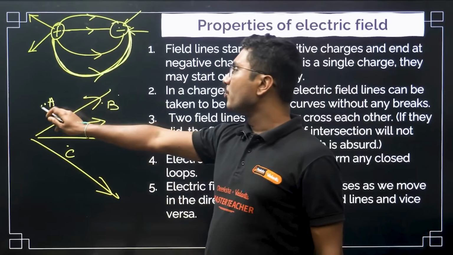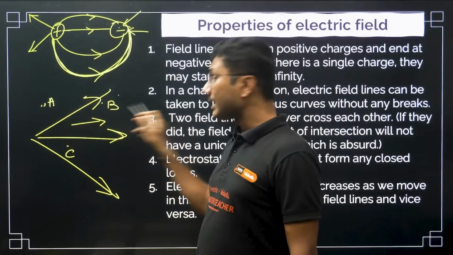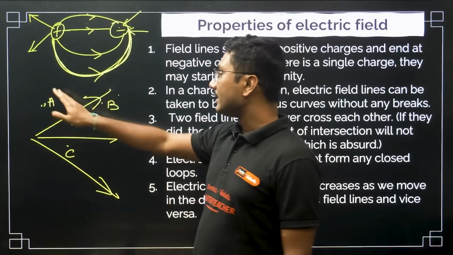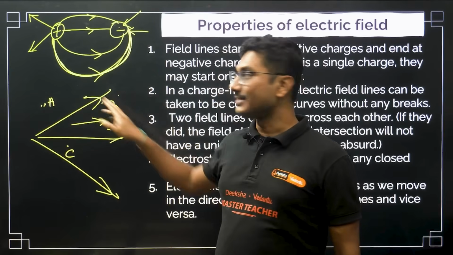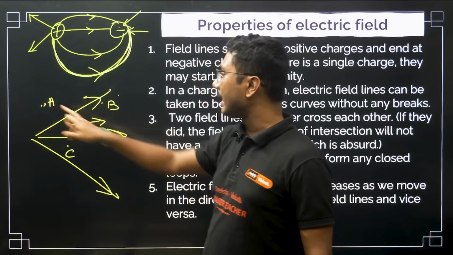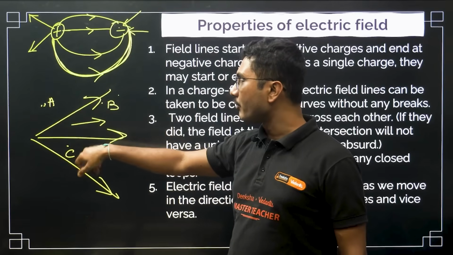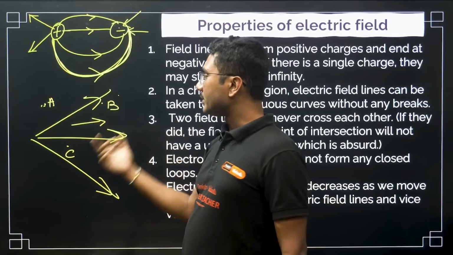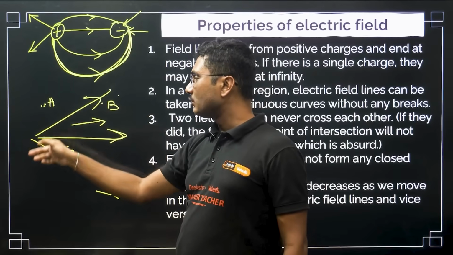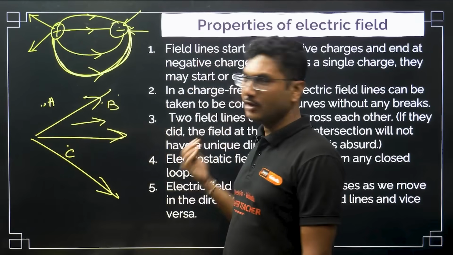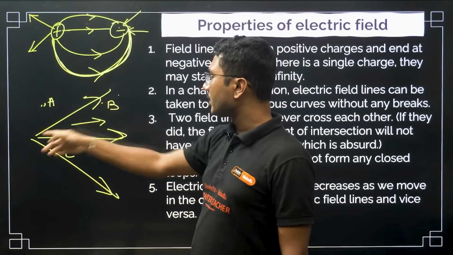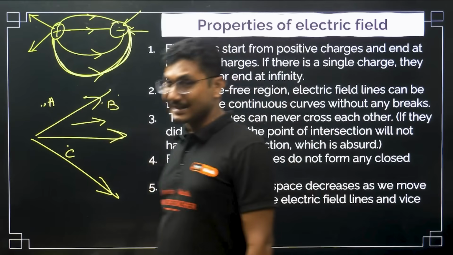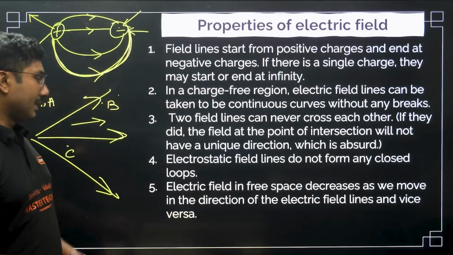As you are moving along the direction of the electric field line, the electric field slowly decreases. So electric field will be maximum at point A and minimum at point B, and somewhere between A and B at point C. Even though it appears to be something different, if you consider this to be the starting point and you are moving in the direction of the electric field, this is the farthest point and this is the intermediate point. So electric field will be maximum for A and minimum for B.